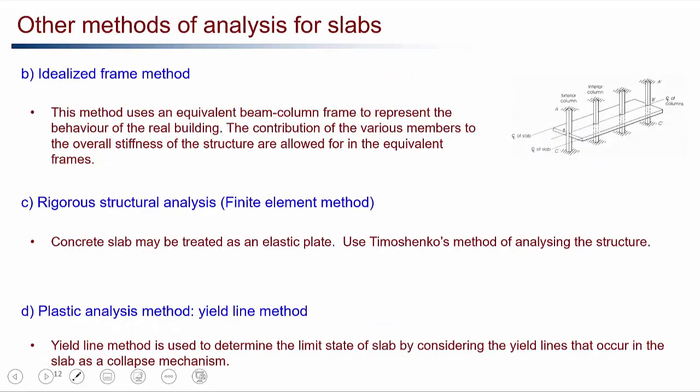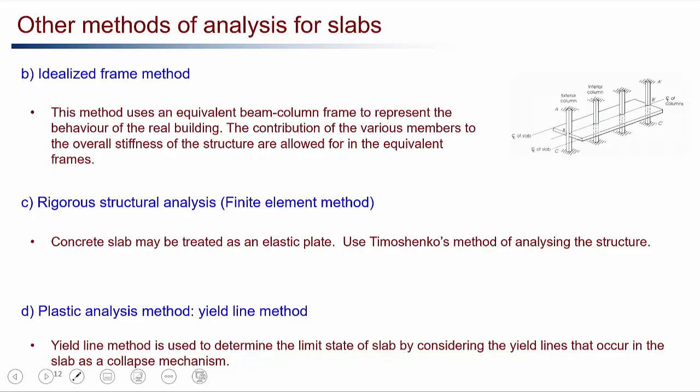The idealized frame method uses an equivalent beam-column frame to represent the behavior of the real structure. As you can see in the figure, in this method the columns and the beams are also taken into account to simulate the real structure behavior. The contribution of the various members to the overall stiffness of the structure is taken into account in this method.